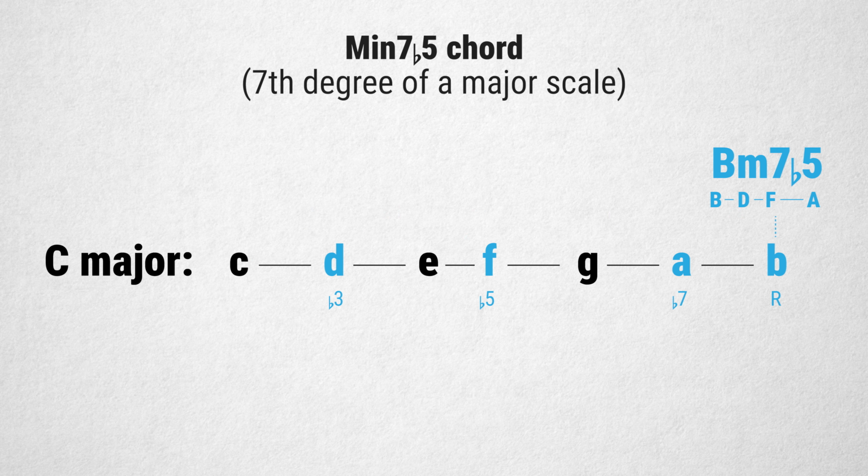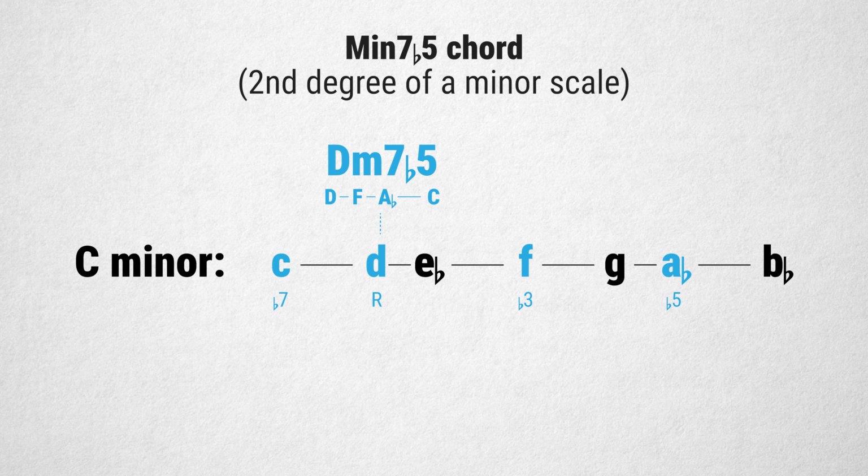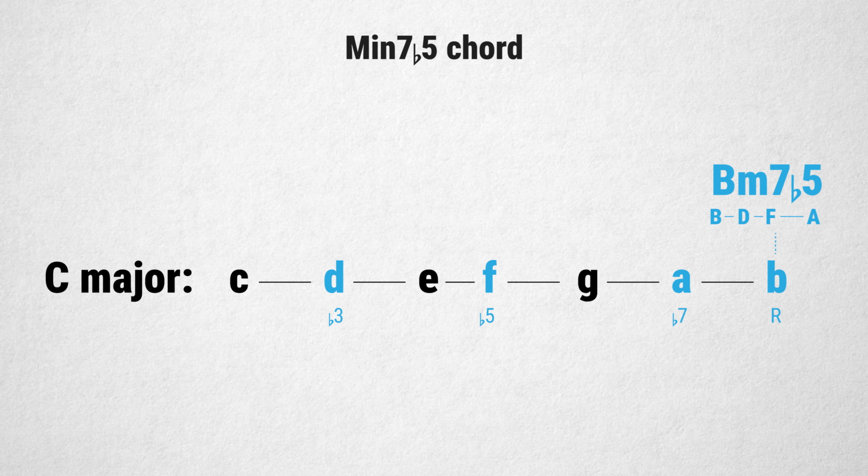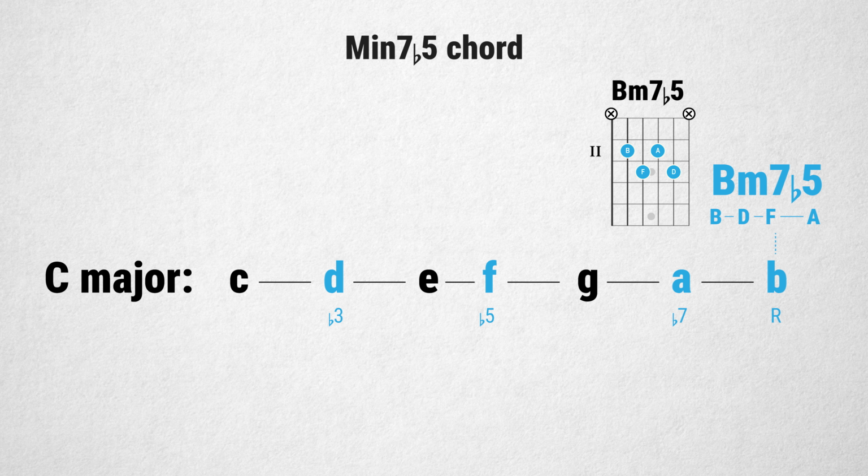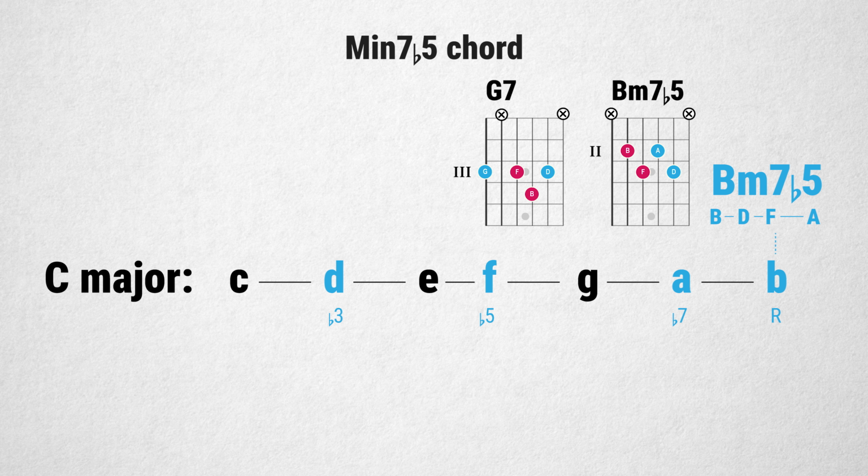And you find this chord on the 7th degree of a major scale, or on the 2nd degree of a minor scale. Look at the C major scale. On the 7th degree we'll find the B half diminished chord. The chord sounds a bit dissonant because it contains the same unstable dissonant tritone, the notes B, F, as a G dominant 7th chord on the 5th degree.